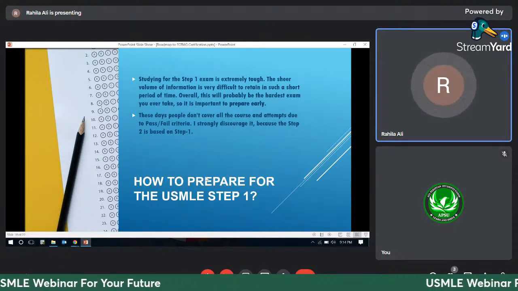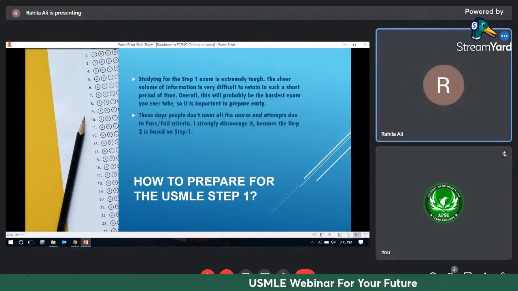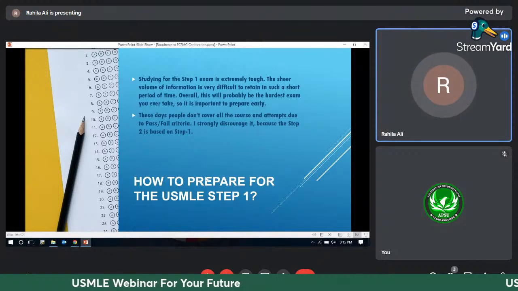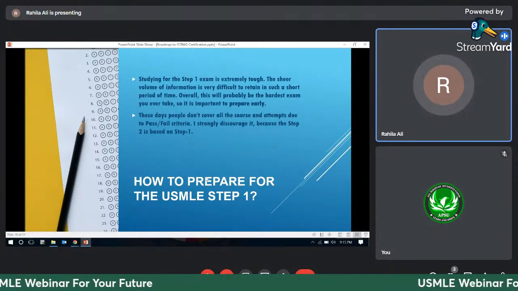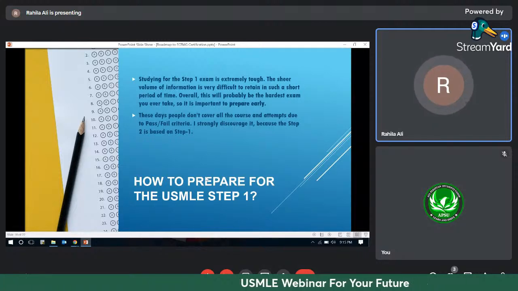So when you do well in Step 1, it will help a lot in your Step 2, because you don't need to go back and look into First Aid and then study and revise everything. You just go with the flow, and after that you start preparing for Step 2.